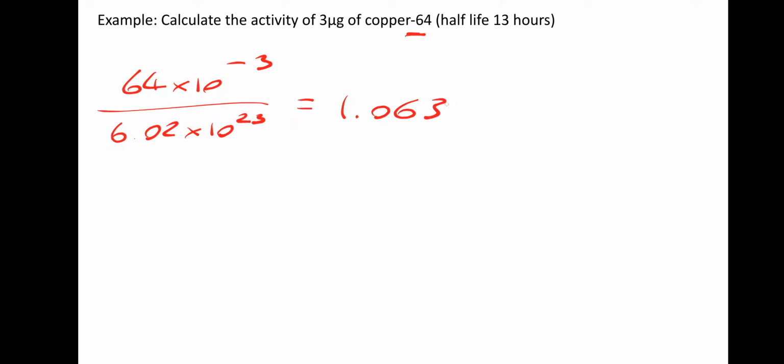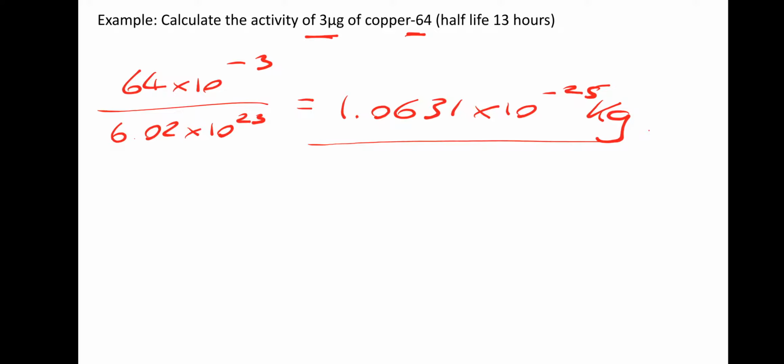Now let's find the number of nuclei. So we need to find the mass of an individual copper-64 atom. So that would be the molar mass, so 64 grams per mole. So that would be 64 times 10 to the minus 3 kilos divided by Avogadro's number, 6.02 times 10 to the 23. So it's the mass of an individual atom of 1.0631 times 10 to the minus 25 kilos.